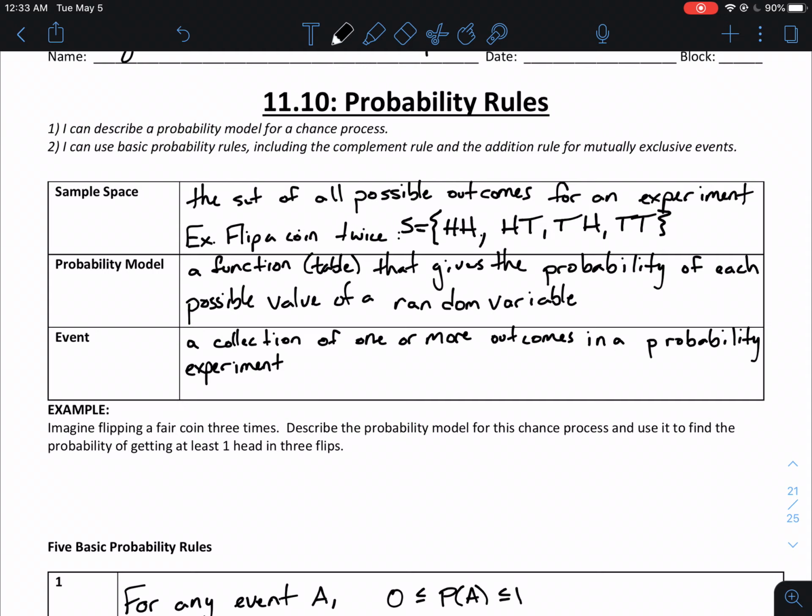Lastly is an event. An event is a collection of one or more outcomes in a probability experiment. So an event is just what are you trying to find the probability of? Are you trying to find the probability of two heads? Are you trying to find the probability of one heads?